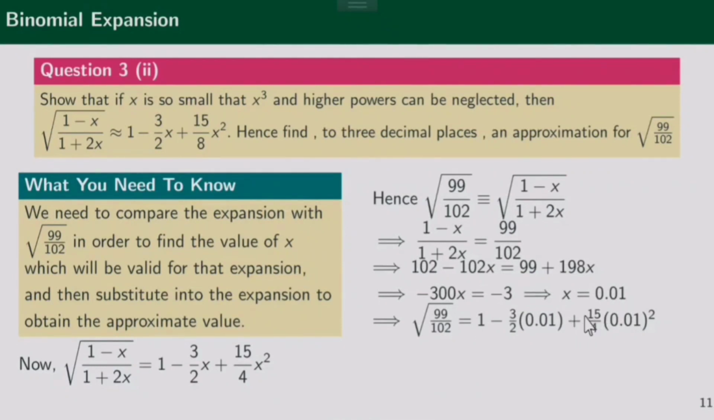Then plus 15 divided by 8, not 4, please, this over 8, into 0.01, all that squared. Doing the maths, you are going to have 0.985 to 3 decimal places. You can use your calculators and compare. Punch the square root of 99 over 102 and also evaluate this and compare the result. You will see that the results are exactly the same to 3 decimal places.